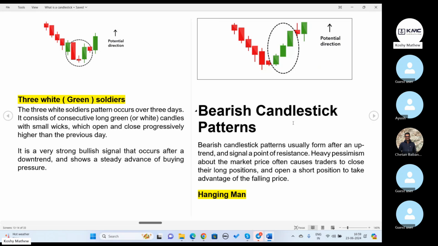So we have almost completed the bullish candles. Fair enough. Now before going to bearish candle patterns, I'll go to the chart. One by one, you have to tell me the candles we have gone through now, right from the beginning.